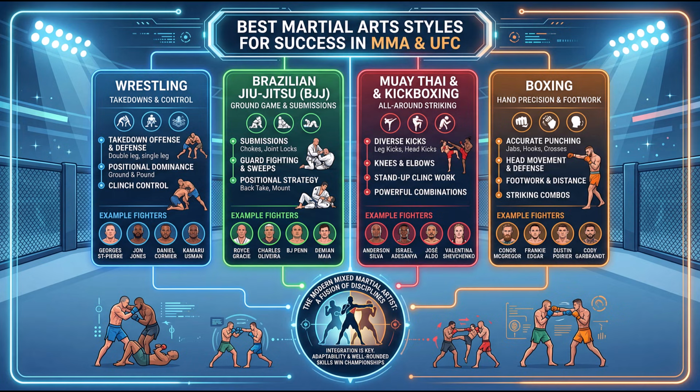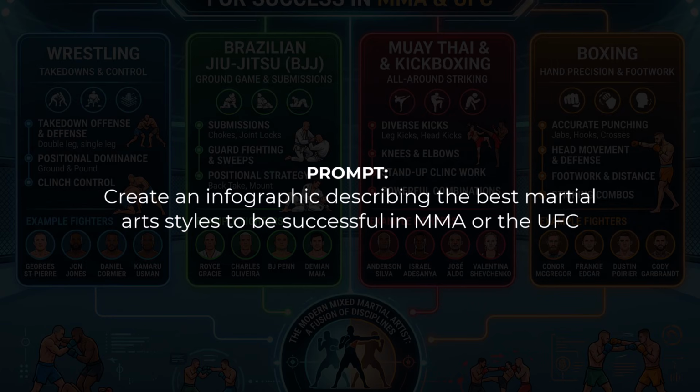You can see here it has successfully described the four main styles of MMA, which is wrestling, BJJ, Muay Thai, boxing, and even added a little bit of information underneath all those categories. And you'll notice I didn't actually list these in the prompt. I simply asked for an infographic describing the best martial arts styles to be successful in MMA.